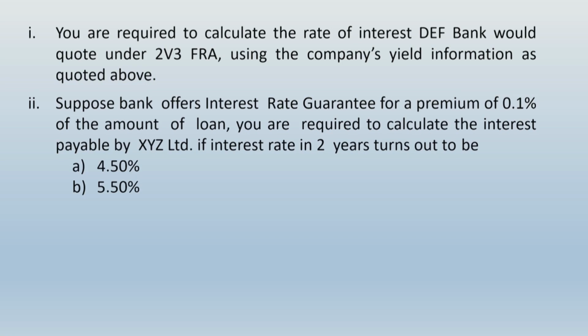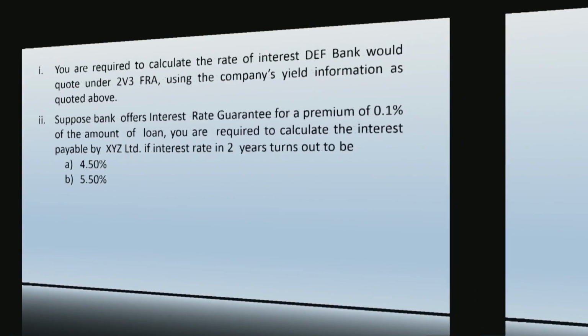Then the later part of the question is asking you, suppose the bank offers an interest rate guarantee for a premium of 0.1% of the amount of loan. You are required to calculate the interest payable by XYZ Limited if the interest rate in 2 years turns out to be 4.5% and, second case, 5.5%. So friends, the second part of the question depends upon the calculation that you will make in the first part. So let us first deal with the first part.